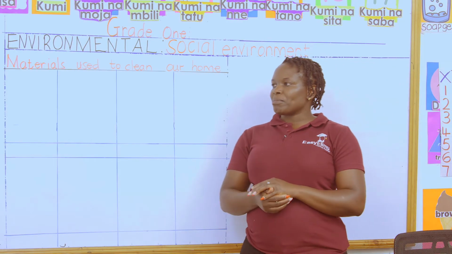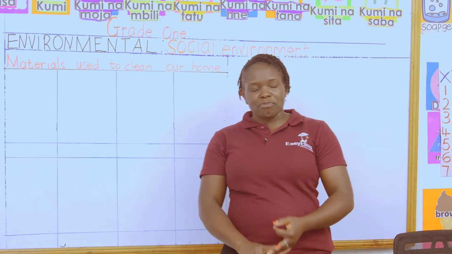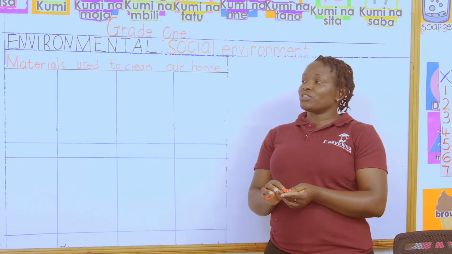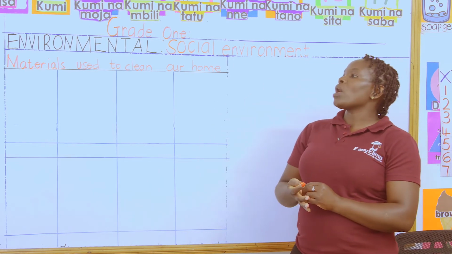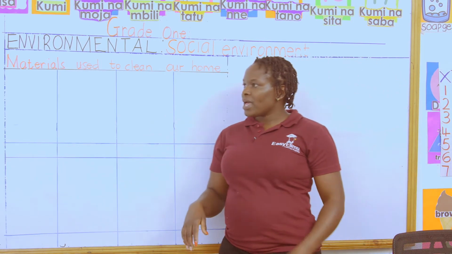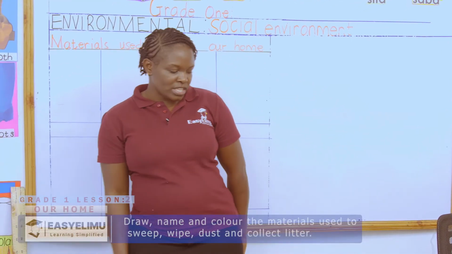Now, we talked about how for me to mop this house, to wash, to sweep, to scrub this utensil, I need something. Those are what we call the materials we use for cleaning our home. The materials we will use to clean this home. And we now saw the different materials that we will use to clean the home.